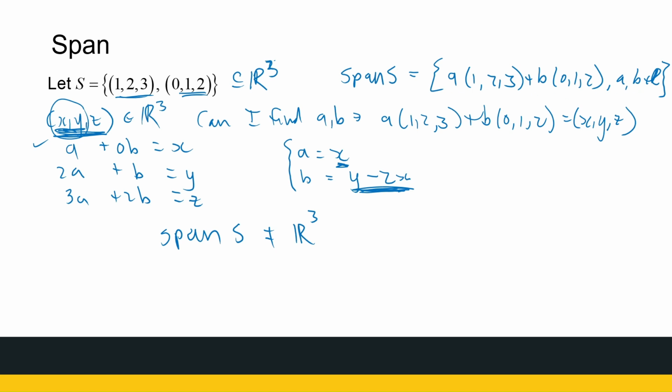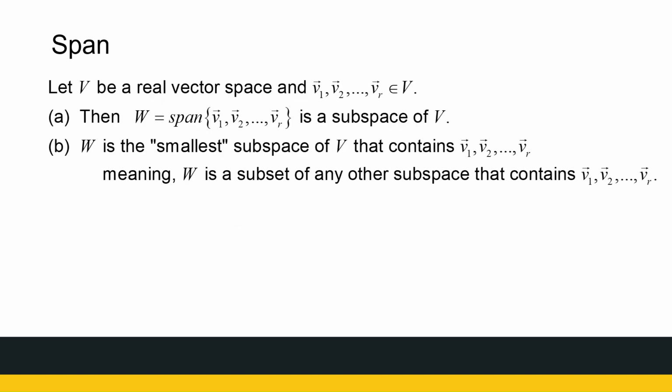So the question is, can you find something in R3 that's not in the span of S? Yes, you can find something. Find an x, y, z that doesn't meet those conditions and it will work. All right.